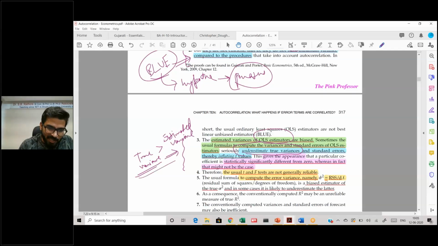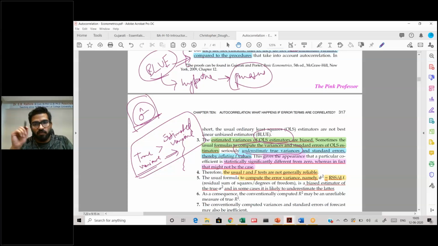Now, if you remember, this is exactly opposite to what happened in multicollinearity. In multicollinearity, your variance was exploding. Your standard error was exploding, and because this was increasing, you had something called variance inflation factor, because of which, although your R square was high in case of multicollinearity, you had few significant T values.